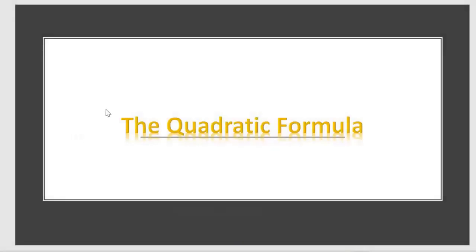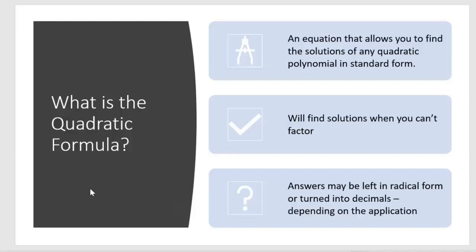While some quadratic equations can be solved using factoring, many can't. For the ones that we can't solve with factoring, we need to turn to the quadratic formula. The quadratic formula is just an equation that lets you find the solutions of quadratic polynomials, as long as those polynomials are written in standard form. It will help us to find solutions when we can't factor, or when we're having trouble factoring. We can use it for that as well.